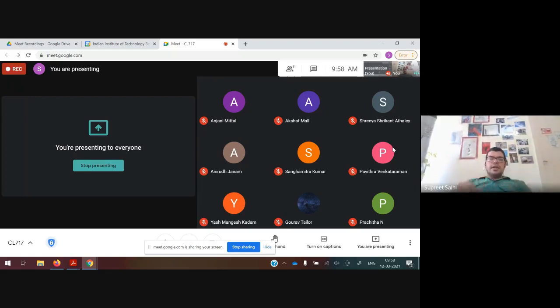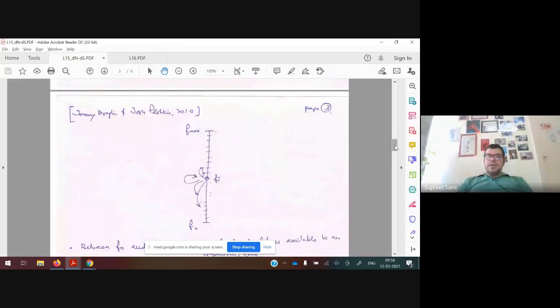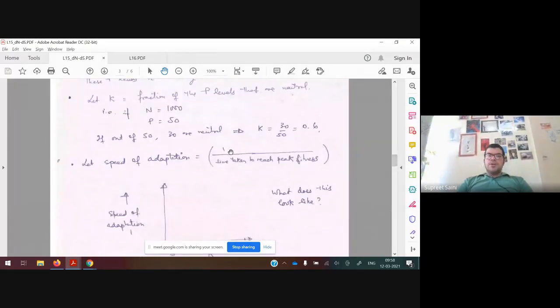And the rate of adaptation can then be described as 1 upon time taken to reach the peak fitness. If there is a particular structure which makes access to the peak fitness sooner, that obviously means that speed of adaptation is greater.